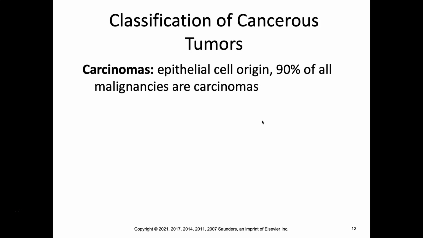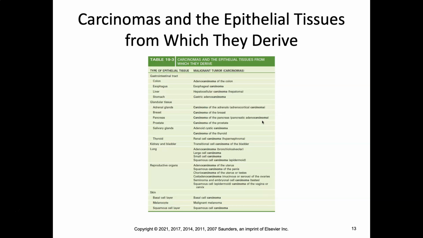Carcinomas are the main type of malignancies that you'll hear about. 90% of all malignancies are carcinomas, which means they come from epithelial tissue. And here's a table, which is also in your book, listing some malignant tumors, all carcinomas of course, and the type of epithelial tissue that they come from. So you can see there's a huge range of where epithelial tissue is found in the body, and these are all types of carcinoma.